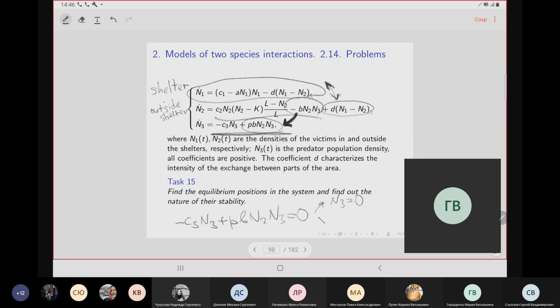And another one, if N3 is not 0, we can divide by N3. And N2 is C3 divided by PB. And then we can apply this N2 to the first and to the second equation. And finally, we'll get an equation for only one variable, for N1. So it doesn't look too complicated.